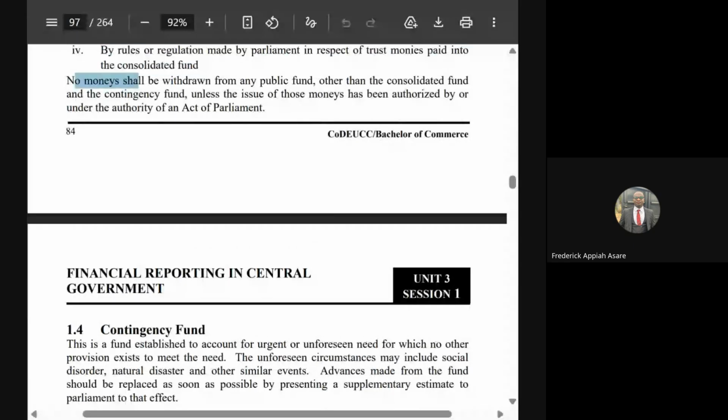No money shall be withdrawn from the public fund or any public fund other than the consolidated fund and contingency fund unless the issue of those monies has been authorized by or under the authority of an act of Parliament. So you can't take any money from the consolidated fund unless it has been authorized by an act of Parliament.